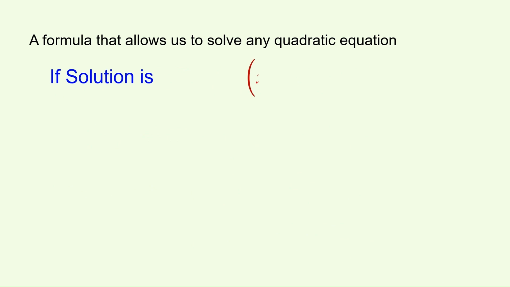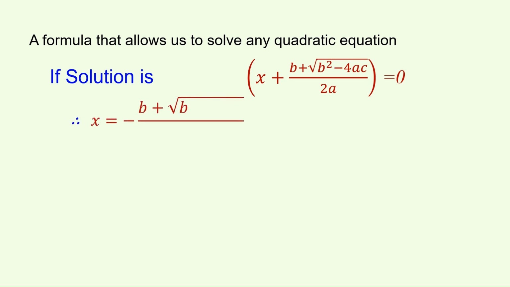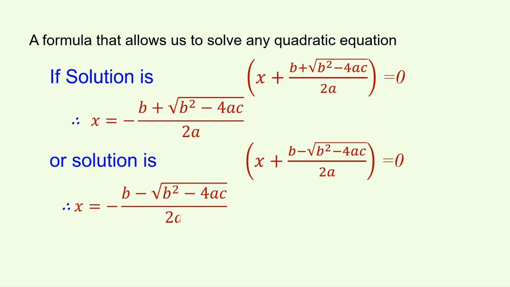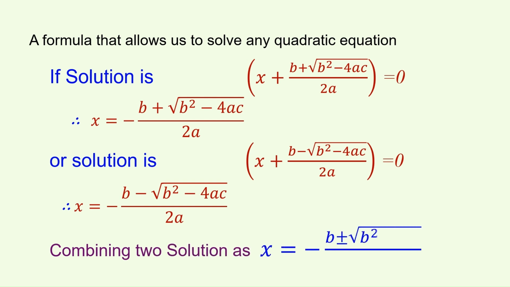If the solution is x plus b plus square root of b squared minus 4 times a into c, whole divided by 2 times a, equals 0, therefore x equals minus b plus square root of b squared minus 4 times a into c, whole divided by 2 times a. Or if x plus b minus square root of b squared minus 4 times a into c, whole divided by 2 times a, equals 0, therefore x equals minus b minus square root of b squared minus 4 times a into c, whole divided by 2 times a. Combining the two, therefore x equals minus b plus or minus square root of b squared minus 4 times a into c, whole divided by 2 times a.